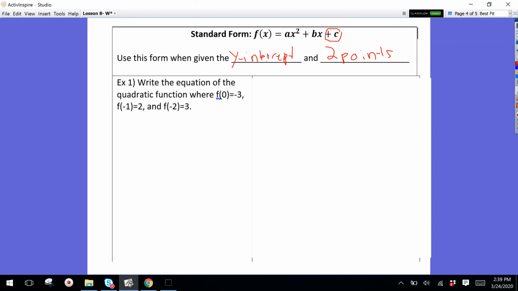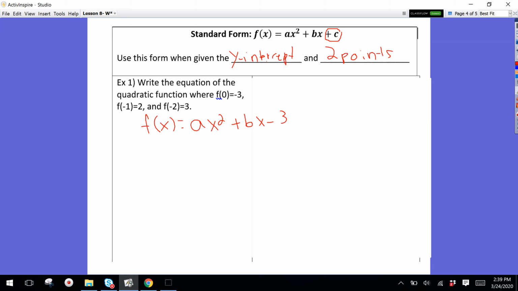Okay, so my y-intercept here in this equation is f of 0 equals negative 3. Remember, a y-intercept is the value of y when x is 0. So my y-intercept is negative 3. So if I plug it into my equation, we're going to have f of x is equal to ax squared plus bx minus 3.